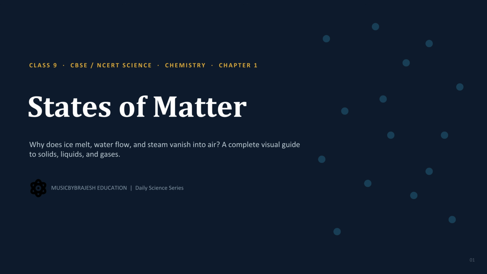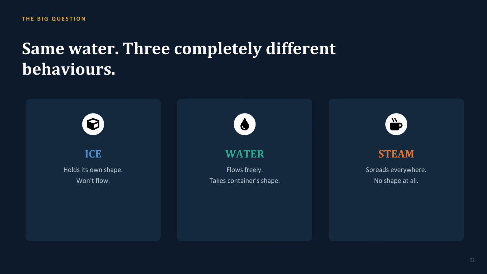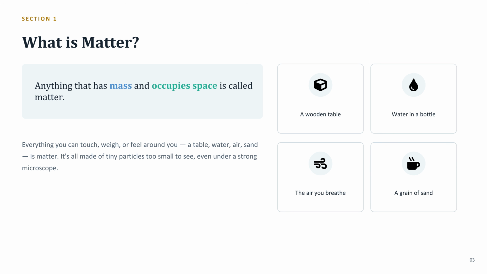Why does ice melt, water flow and steam vanish into thin air? Let's find out. Look at this. Ice, water and steam. All three are made of the exact same substance, water. But look how differently they behave. Ice holds its shape, water flows freely, and steam spreads out and disappears into the air. By the end of this video, you'll understand exactly why. Let's start with the basics.